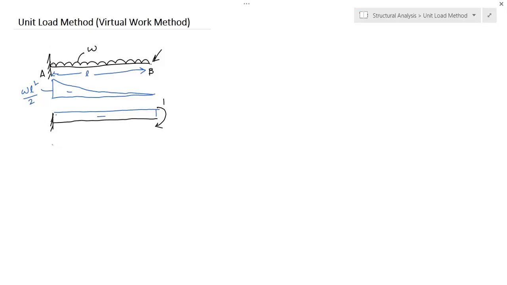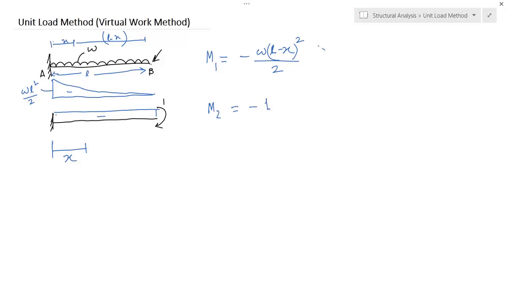Now take a section at a distance of x from here. You have to calculate the moment at this section for the first and the second beam. The distance is L minus x. So M1 is minus W into (L minus x) squared by 2. And M2 is constant, so it is minus 1.